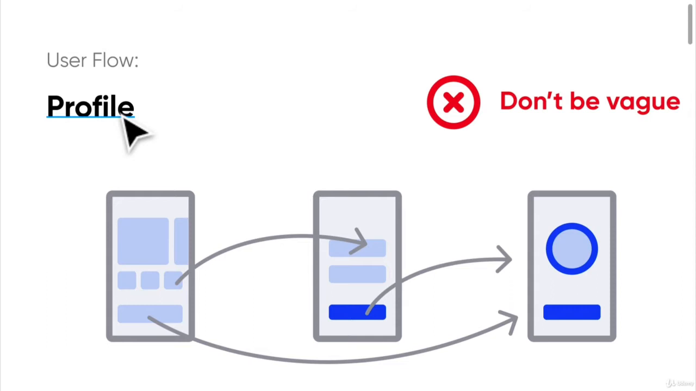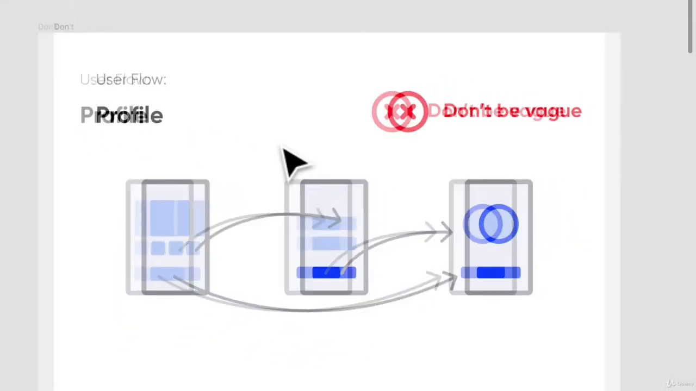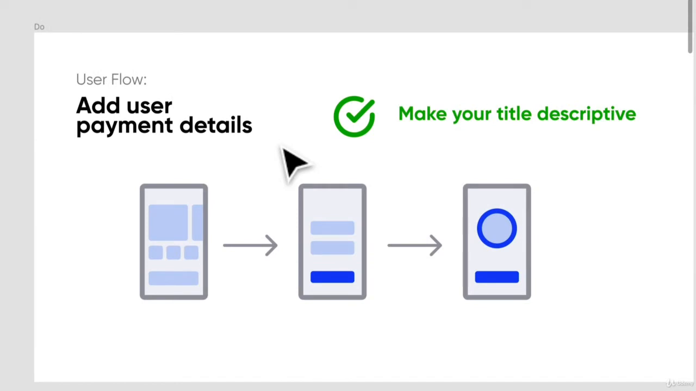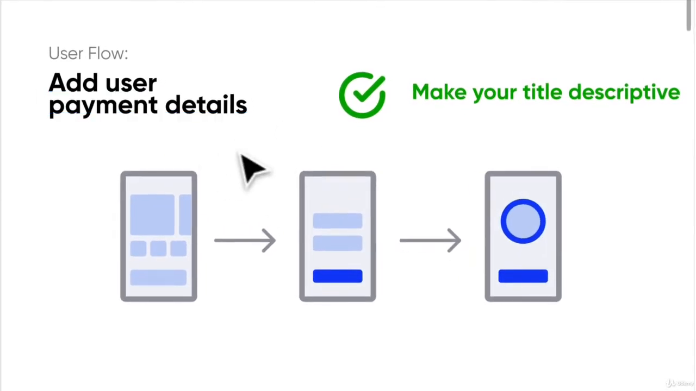I do not know what is happening here. All I know is that there's some sort of vague flow and it's going in different directions. Maybe this could be broken out. I don't know what profile means. Maybe the user's trying to get to their profile. Maybe the user is on their profile, or maybe the user is signing up. I'm not sure. What you should do is use descriptive names.